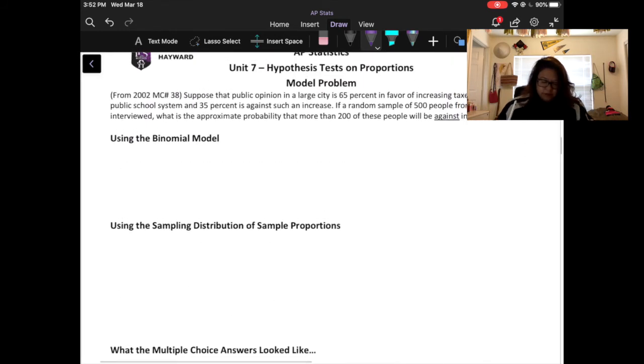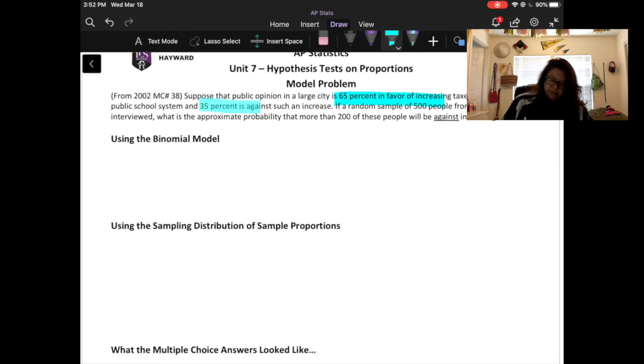So model problem. This is from the 2002 multiple choice problem. Suppose that the public opinion in a large city is 65% in favor of increasing taxes to support the public school systems, and 35% is against such an increase. If a random sample of 500 people from this city are interviewed, what is the approximate probability that more than 200 of these people will be against increasing taxes?